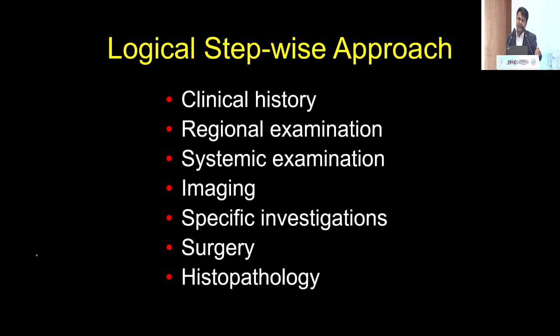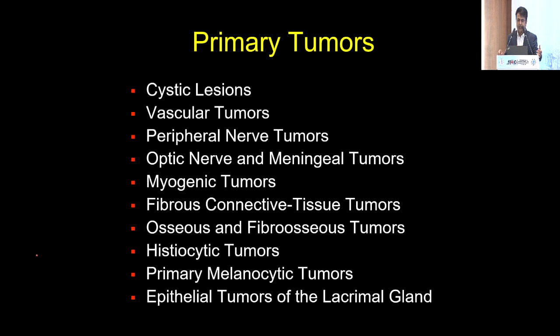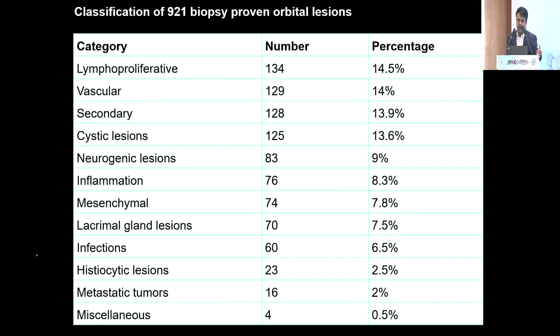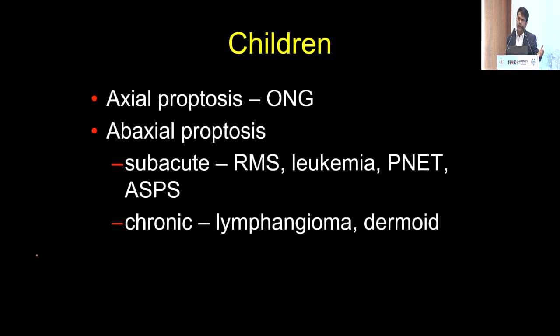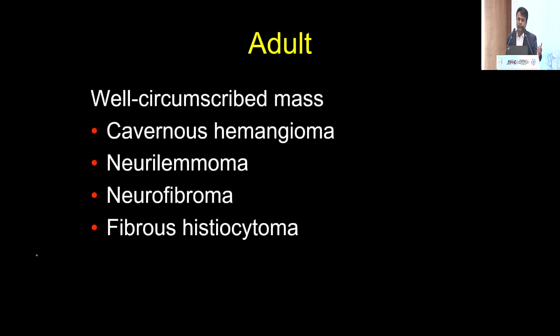All these have to be assessed by a good clinical evaluation, followed by appropriate radiology, which could be CT scan, MRI, or both, and sometimes even a PET CT scan. Now, based on that, you arrive at a differential diagnosis, and it is good if you know what is the most important tumor in your region. This is some Indian data. And also based on whether it's a child, axial proptosis, abaxial proptosis, subacute, or chronic onset, you will be able to further narrow down the differential diagnosis, which is extremely important for you to plan the treatment.